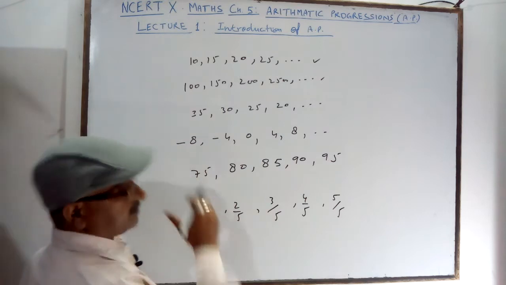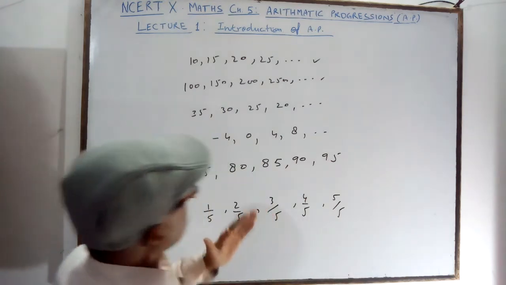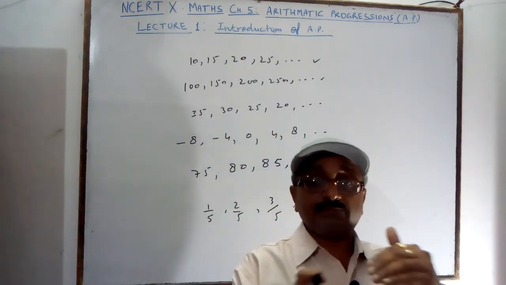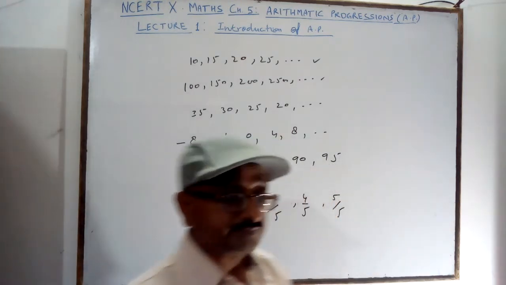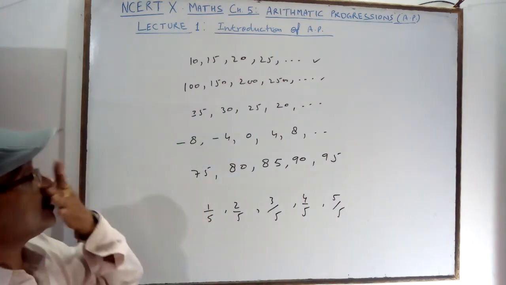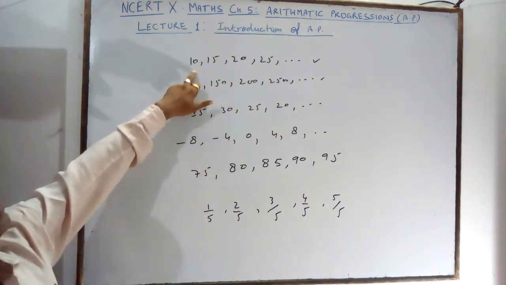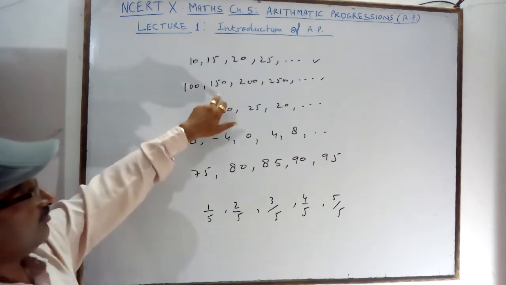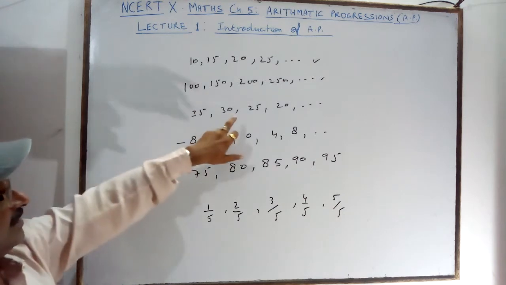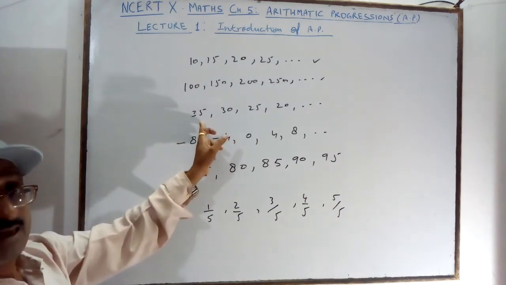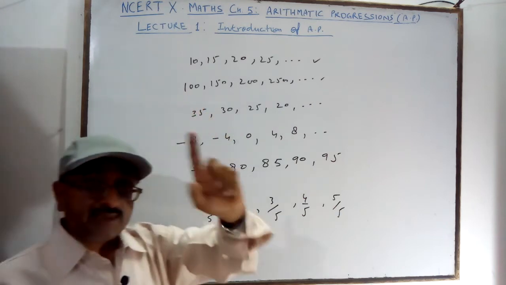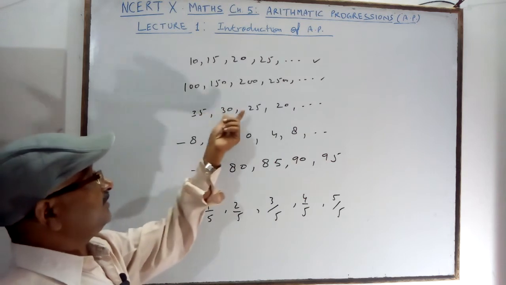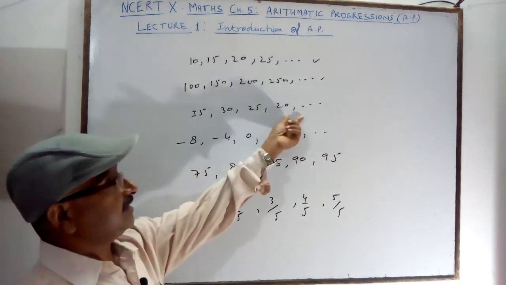What is arithmetic? Arithmetic progression is a set of numbers in which a fixed number is added to the first, or preceding, number. The first number is 10. I am adding 5 to 10 and getting 15. Like this, I am adding 50 and getting 150. Here, adding means adding minus 5: minus 5, then minus 5 again.